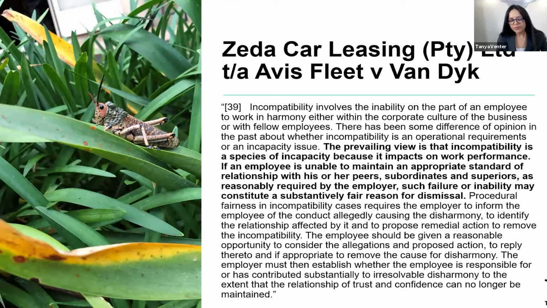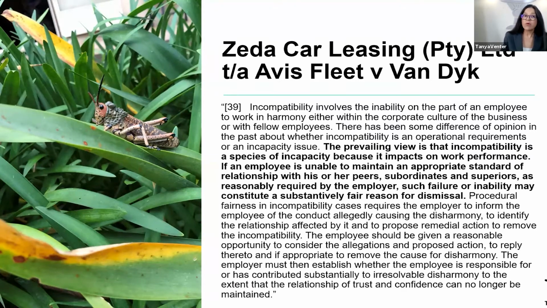So those are very important steps and very much mirror what you see with a poor performance procedure for dismissal. In poor performance, you have to identify the standard, you have to tell the employee that they've not met the standard, and the employee needs to be aware of what the standard is. And in the event that they're not meeting the standard, the employee must be given a reasonable opportunity to meet that standard. And the same procedure applies with incompatibility in terms of how the court is phrasing this.